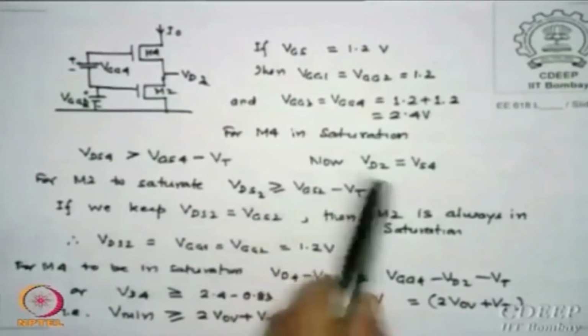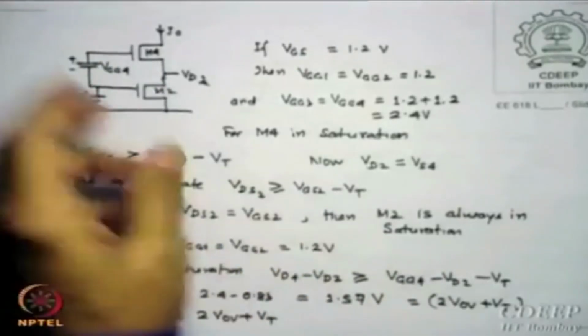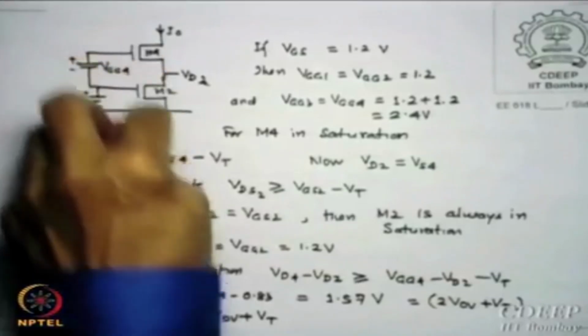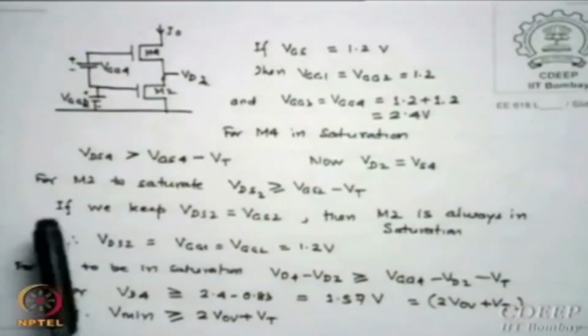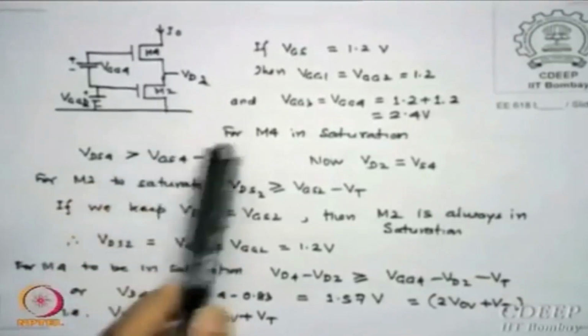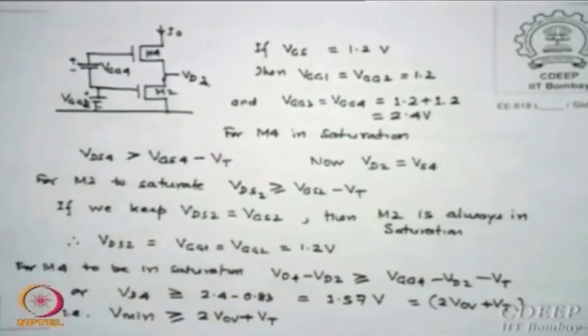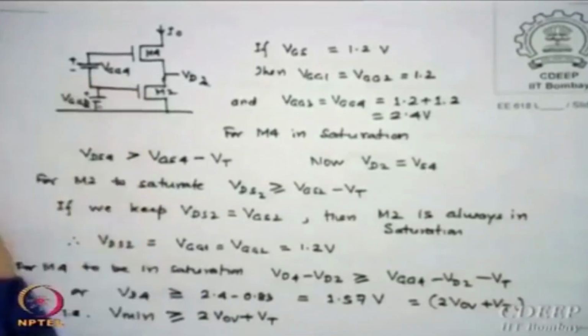Now we also know VD2 is equal to VS4, that is, the source of M4 is the same as VD2. If M2 is to saturate, VDS2 or VD2 should be larger than VGS minus VT. Two transistors should remain in saturation so that the output resistance acts like a cascode structure and you will have mirror transmission anyway, because this will be the same as the other side current.